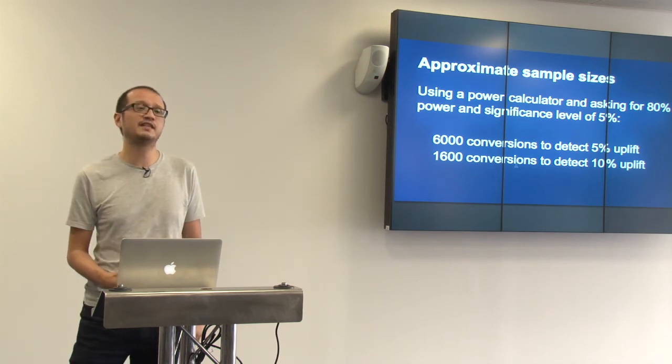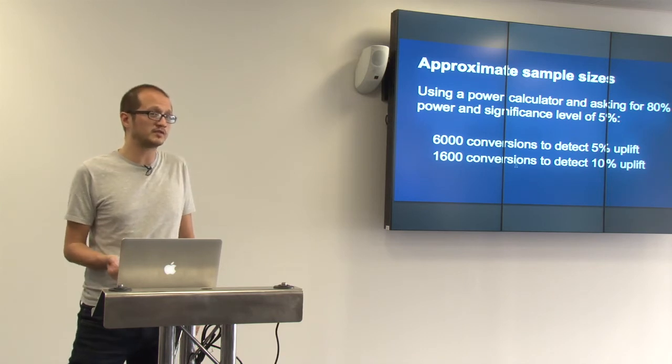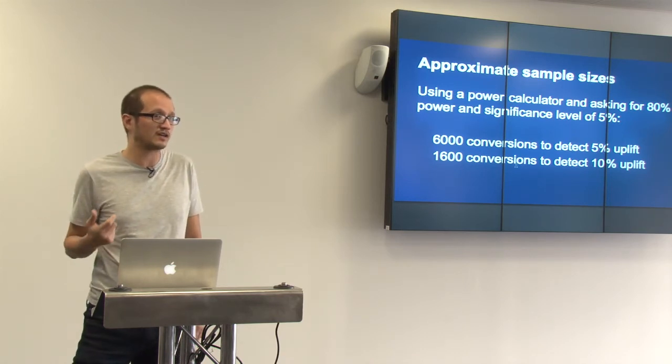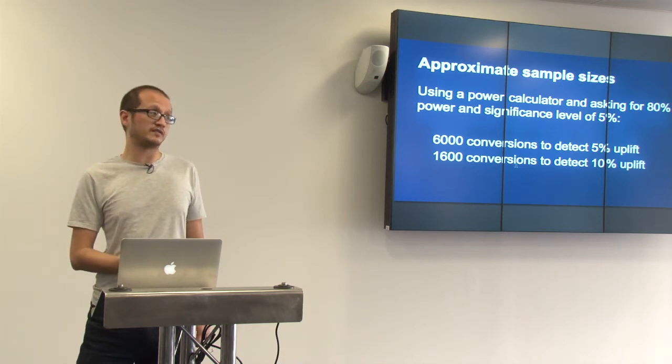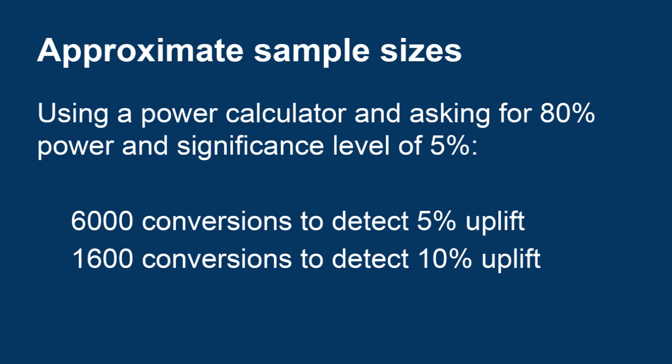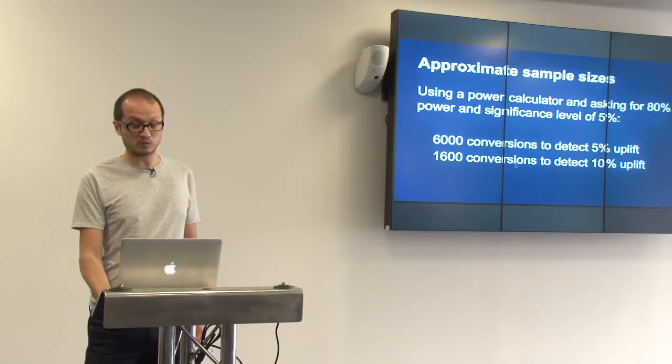And then if you really think that the new version of your website is very likely to drive lots of uplift because you're giving some amazing offer, you think it might drive an uplift of 10%, then you could move that down to 1,600. But I think you're actually unlikely to see a 10% uplift, so I think it's risky to do that. So it's 1,600 as a minimum.